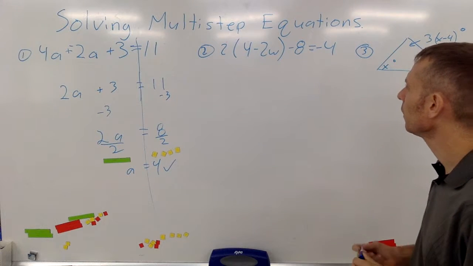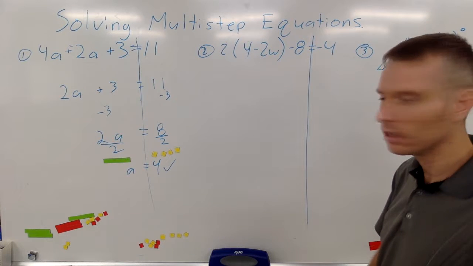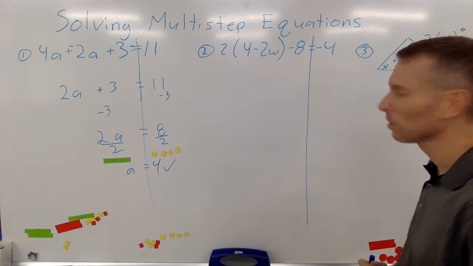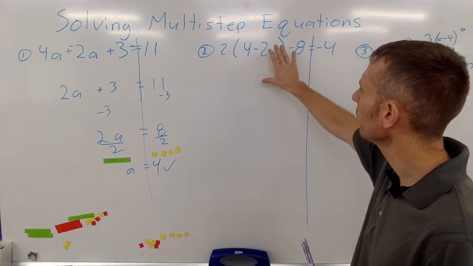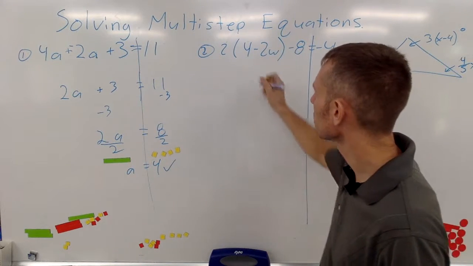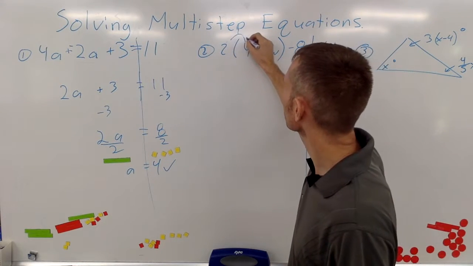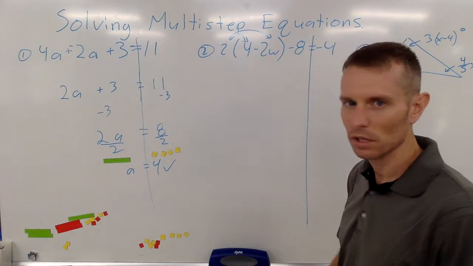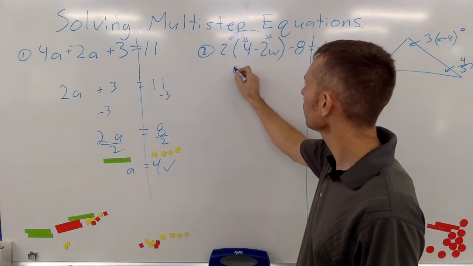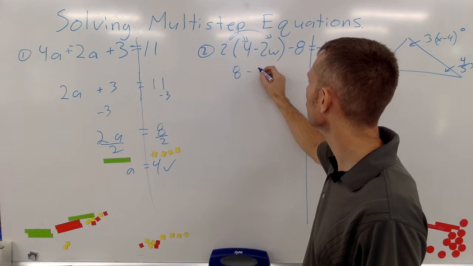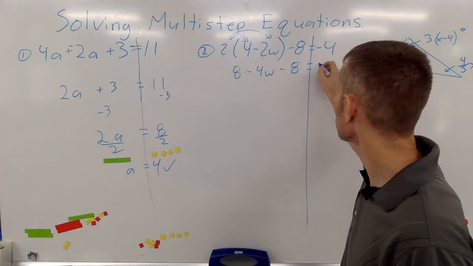Here you can see we're going to follow the same steps. I'm going to draw my line. I'm going to start combining like terms on each side, really. This is already done for us, but I'm going to start combining like terms. So we can see we have parentheses here. We're going to do the order of operations. So I'm going to use the distributive property in order to get rid of these parentheses. 2 times 4 is 8. 2 times negative 2w is negative 4w. And this just is left over.